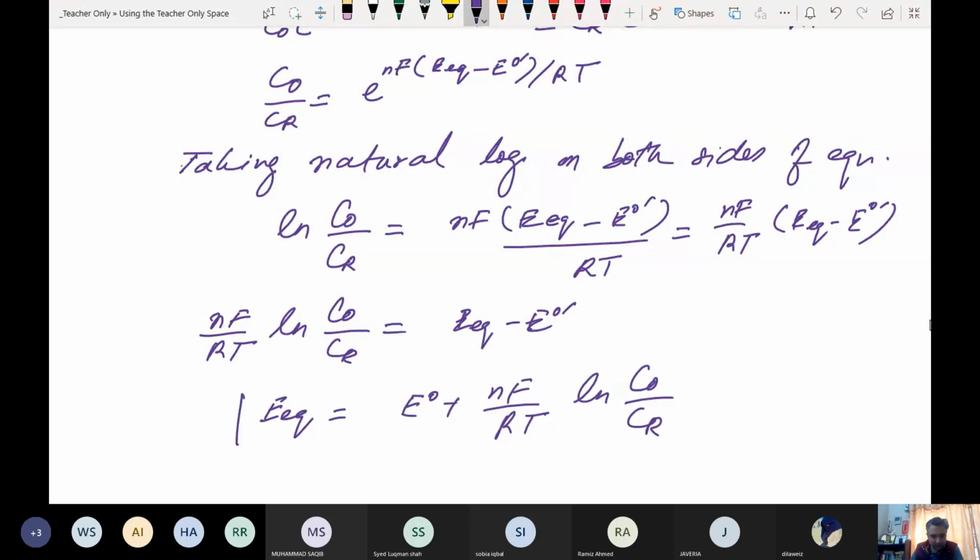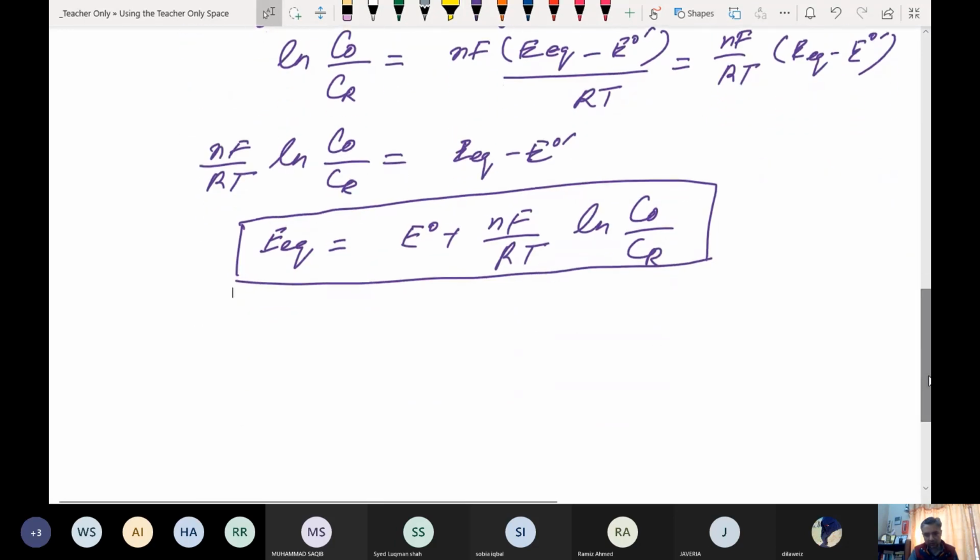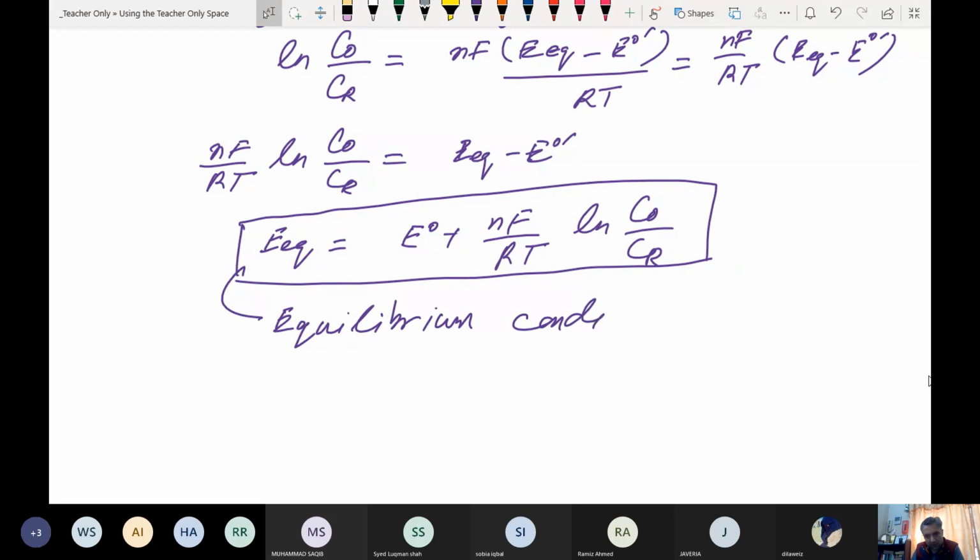Now remember that this equation which we have derived over here represents the Nernst equation, and this equation is valid only for equilibrium conditions. If the condition is not an equilibrium condition, that is, if I net is not equal to 0, then this equation will not be valid. It is only valid if you have equilibrium conditions. The thing is that most of the time we are not looking at equilibrium conditions.